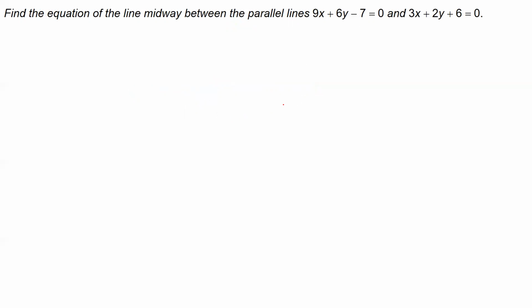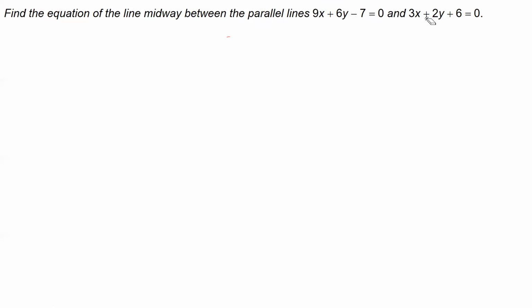And hopefully the last question for today. Find the equation of the line midway between the parallel lines 9x plus 6y minus 7 is equal to 0 and 3x plus 2y plus 6 is equal to 0. So we have two parallel lines. Now you will say, sir, you said that always these coefficients will match, but in this case they are not matching. So how come they are parallel?